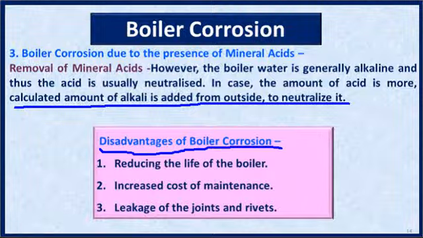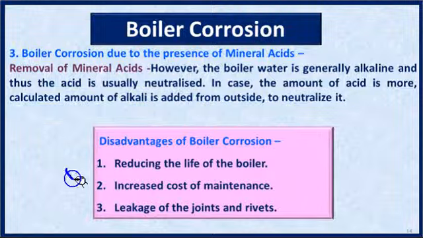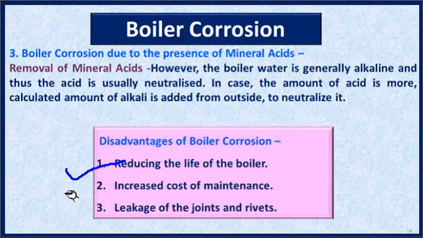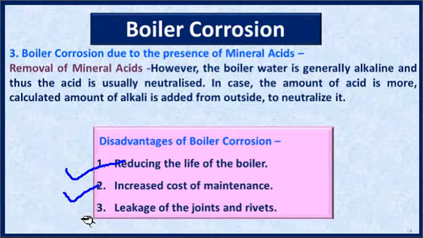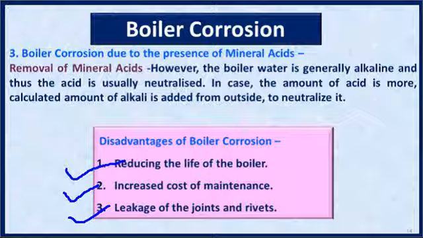There are three main disadvantages. First, it reduces the life of the boiler. Second, the cost of maintenance increases, because we have to replace the boiler material from time to time, since due to corrosion it becomes exhausted. Third, due to the corrosion, leakage of the joints and rivets may take place, which may create problems. So these are the disadvantages of boiler corrosion.